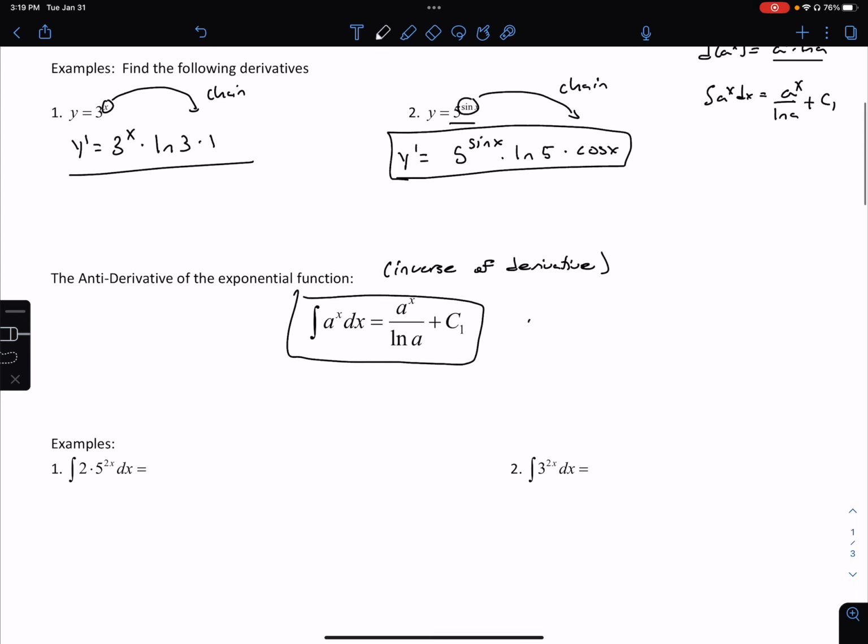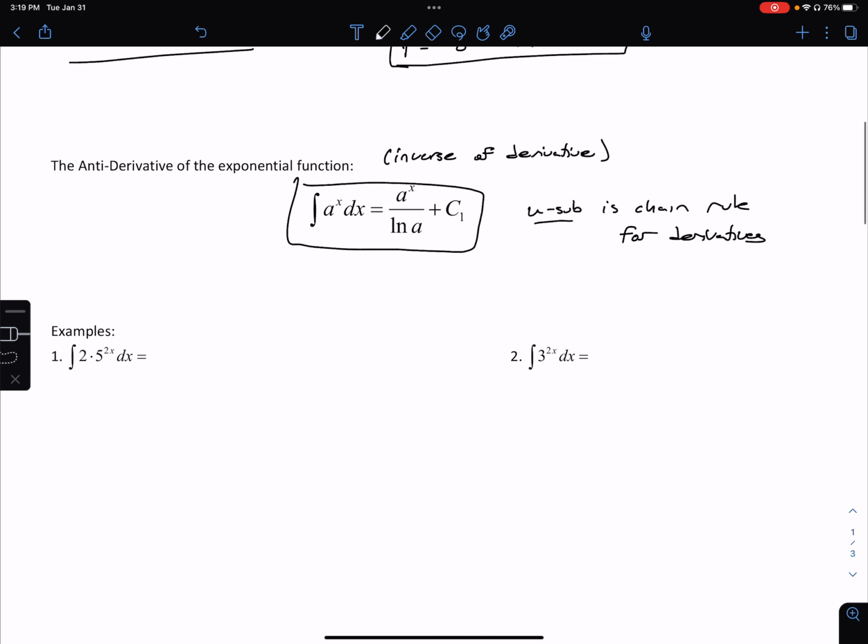Now, there will be a u substitution. There is always a u substitution. Now remember, u substitution is the chain rule for derivatives. So once we know that, the rest is not so hard for us to do here. So let's take a look at example number 1 down here.